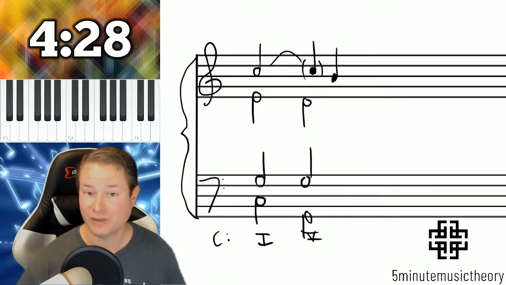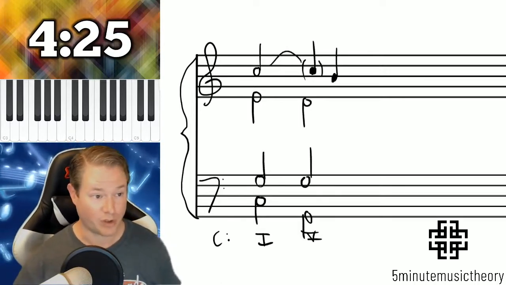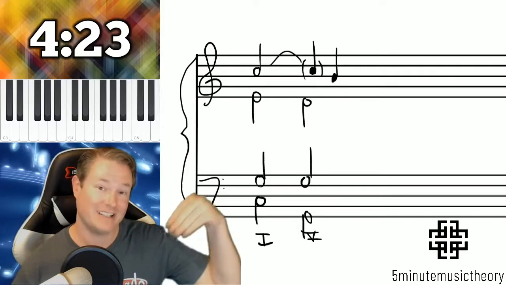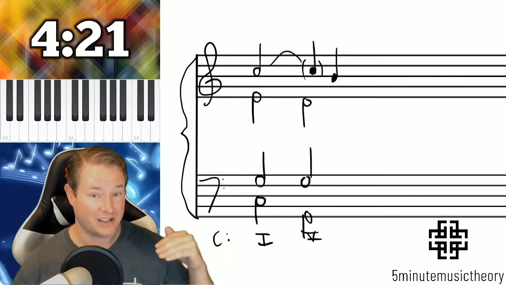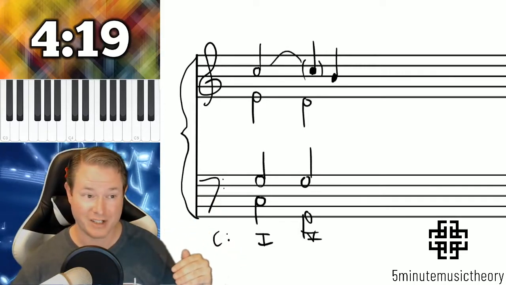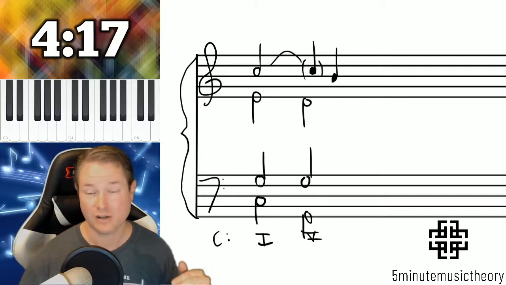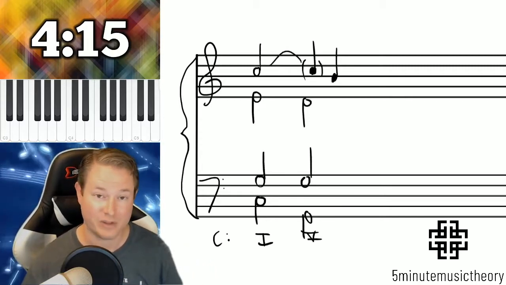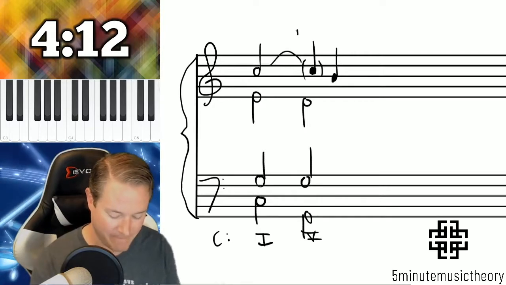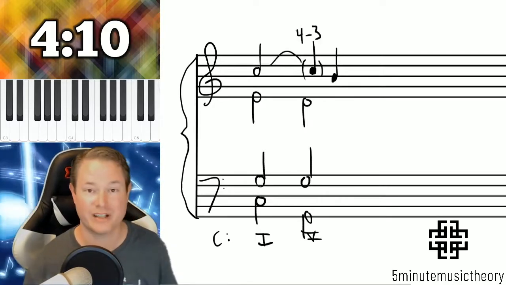So a suspension is just really the opposite of a retardation, where it's approached by the same pitch and then it's left down by step. But the thing is, suspensions are much more common than retardations, and they come in different varieties. So we don't just use the letter S as an abbreviation. What we do is we indicate them by writing down the intervals that are above the bass.